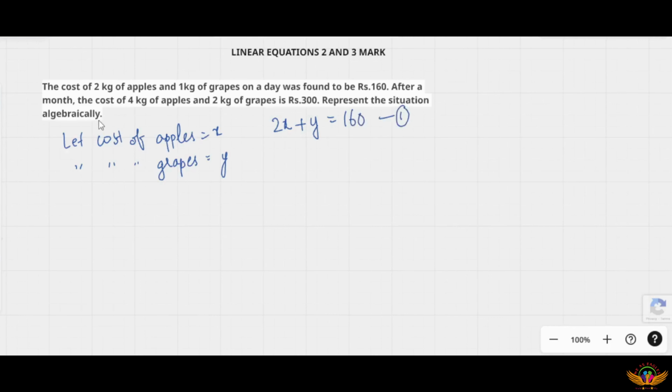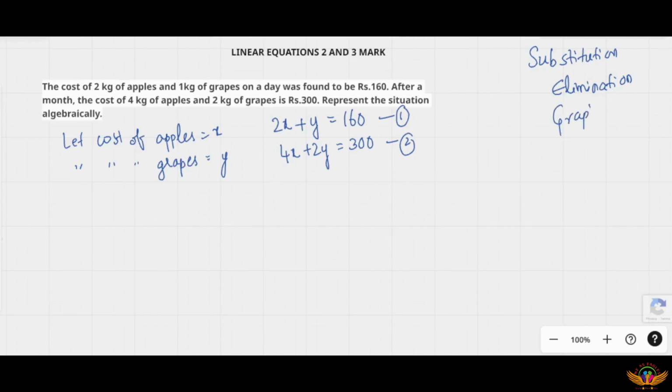And then after a month, the cost of 4 kg of apples plus 2 kgs of grapes is found to be 300. This is my second equation. Now come on, in linear equations there are only three important methods. They are the substitution method, elimination, and graphical method. These are the three important methods that we follow to solve the equation.